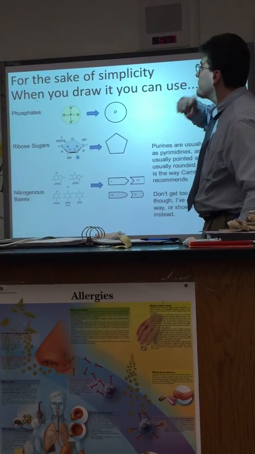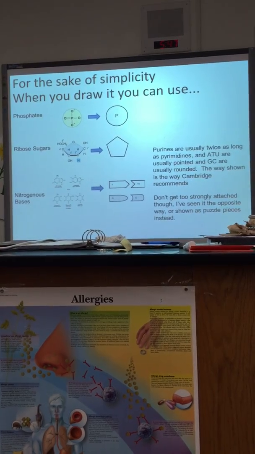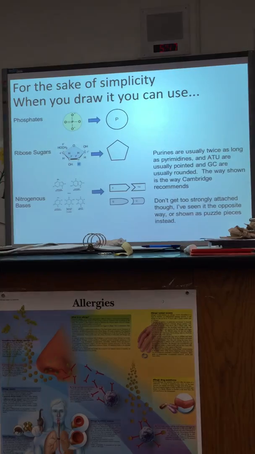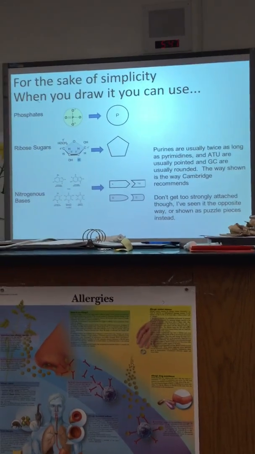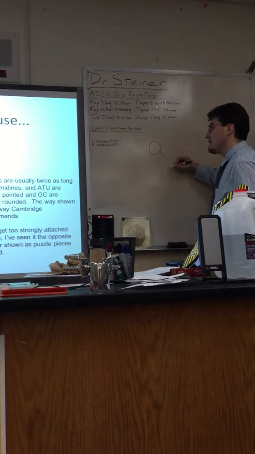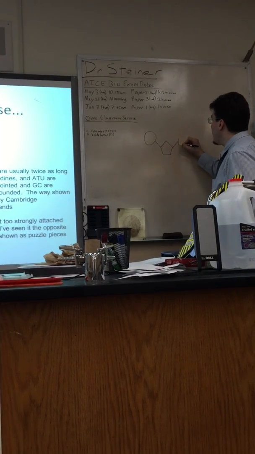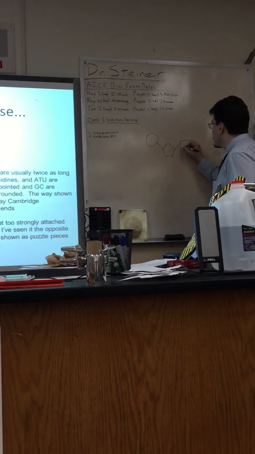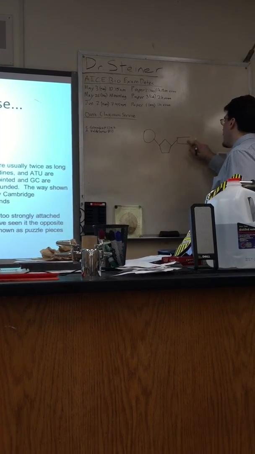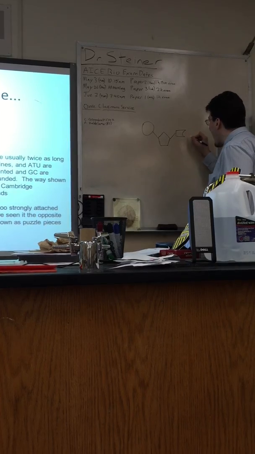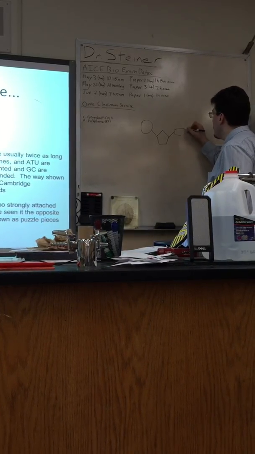So, for the sake of simplicity, drawing a nucleic acid and reading a nucleic acid on the Cambridge exam, phosphate will look like this. A pentose sugar will look like that. And a nitrogenous base will look like that, or that, or that, or that.